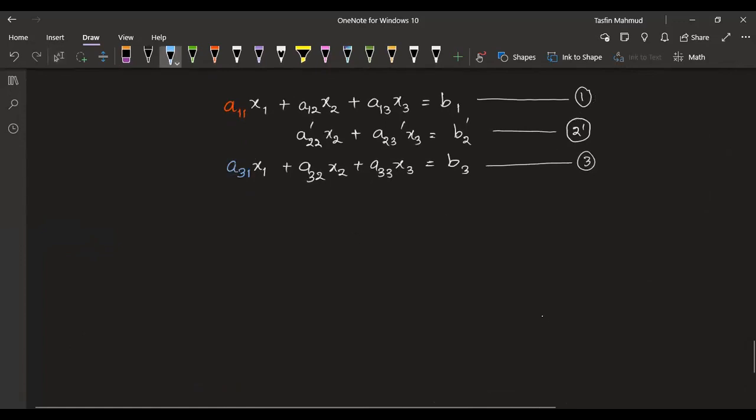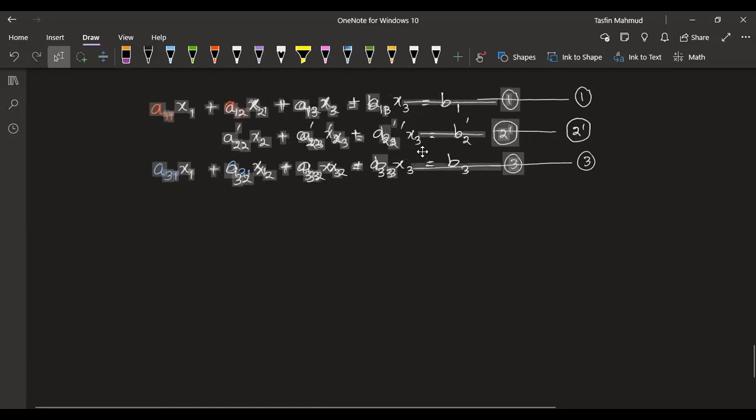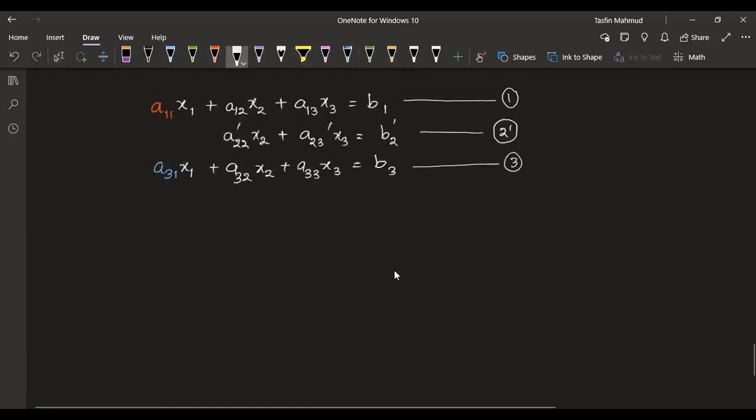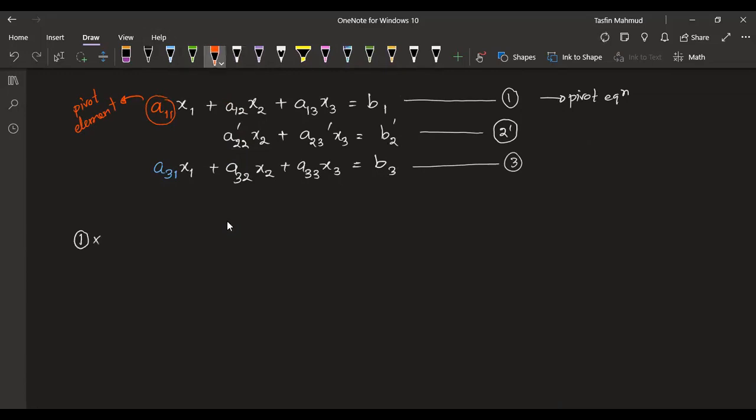The pivot equation is number 1 equation still, because this a31 is below a11. This is our pivot equation still. This is our pivot element still. So how are we going to eliminate A31? Can anyone suggest? Take the pivot equation. What should we divide it by and what are we going to multiply it with?